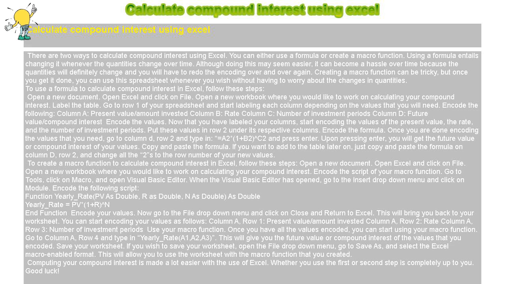Encode the formula. Once you are done encoding the values that you need, go to column D, row 2 and type in equals A2 asterisk 1 plus B2, caret C2 and press Enter. Upon pressing Enter, you will get the future value or compound interest of your values.